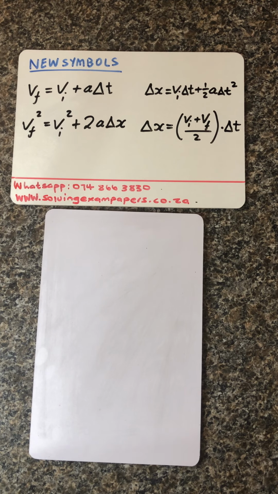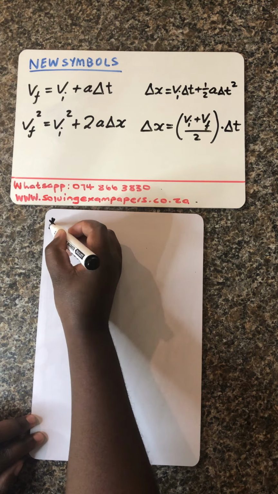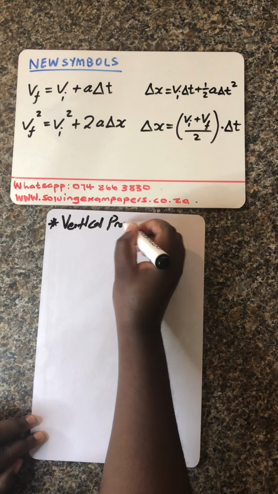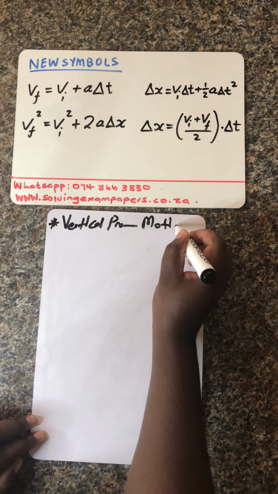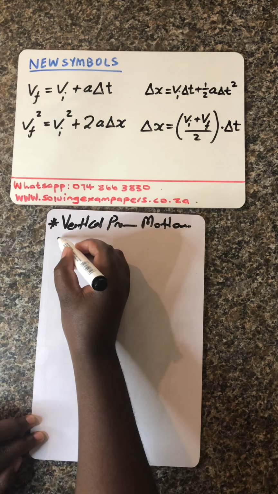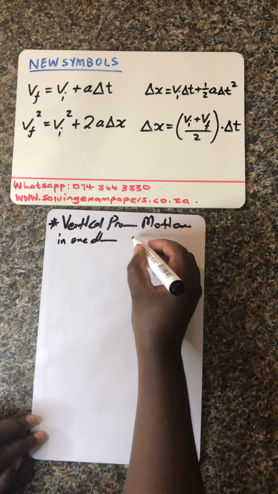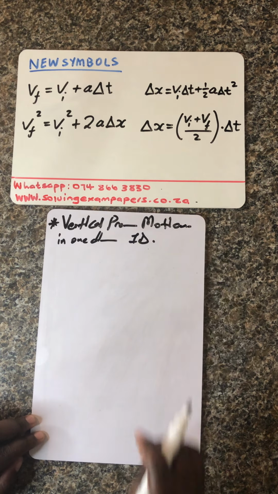Okay, guys, so now let's continue from our introduction or summary that I've just done from my previous lesson. So, ladies and gentlemen, let's now focus on vertical projectile motion in one dimension. So, we are only going to be discussing vertical projectile motion in one dimension. Okay, one can still write 1D.